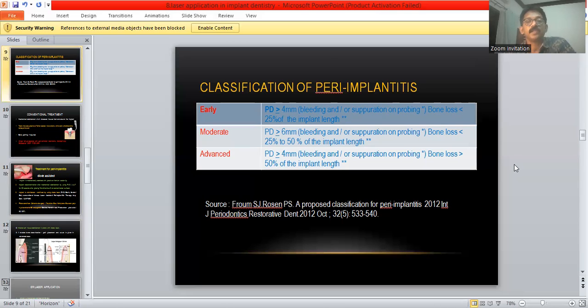So early is greater than 4 mm, but bone loss is very less. Moderate is greater than 6 mm, but bone loss is only 25 to 50%. In advanced cases, pocket depth is greater than 4 mm, may not be 6 mm, but the problem is it has got separation as well as severe bone loss of greater than 50% of implant depth.